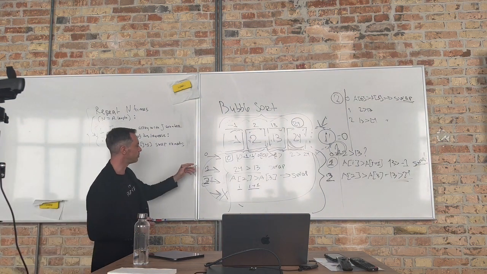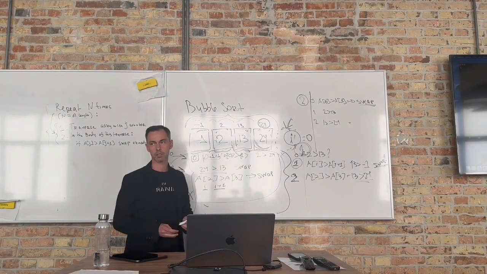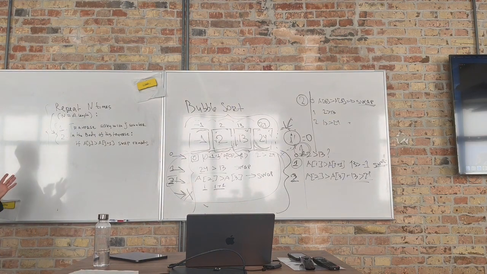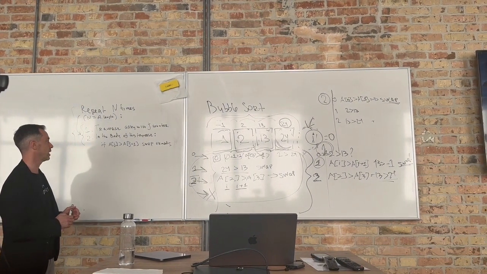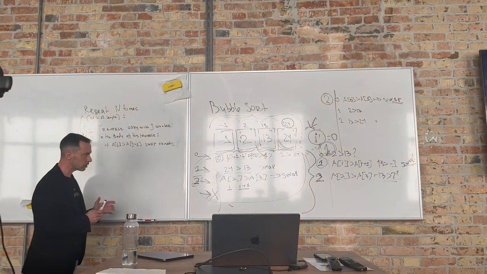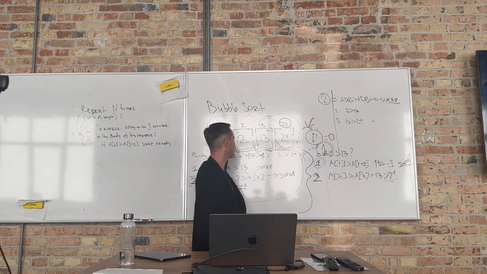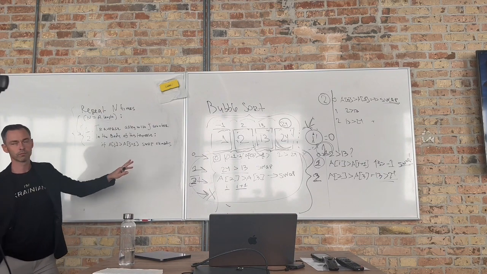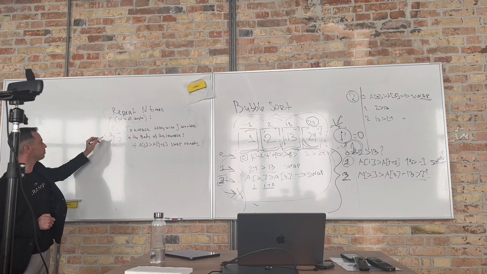So here we repeat that actually three times, but we have four elements. So we could say repeat four times. It is again not optimized. Now I will tell you about optimization of that. But we could be definitely sure that if we run through this outer loop size times, we will get a sorted array. What do we need to repeat?